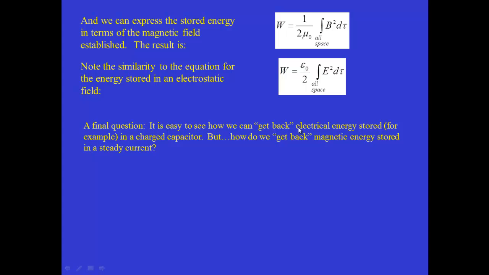But in the case of magnetic energy, or energy stored in a magnetic field, here we flip a switch and current builds up from 0 to a final value, and somehow energy is stored in that final current flow. So the question is, how do we get that energy back? Can we get that energy back, and if so, how? I'll leave you with that question, and we will talk about that, among other things, in class.